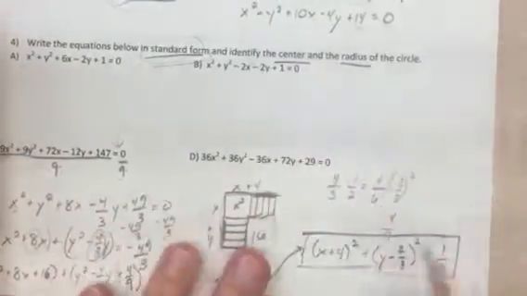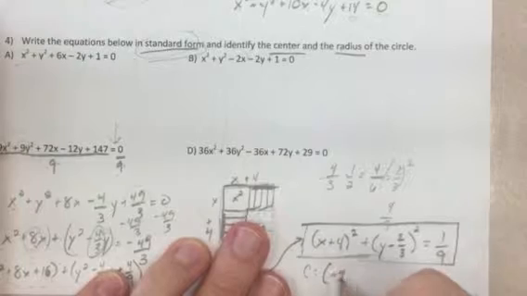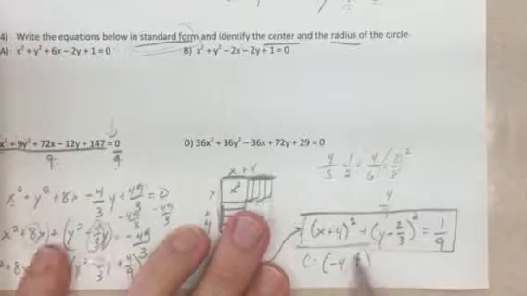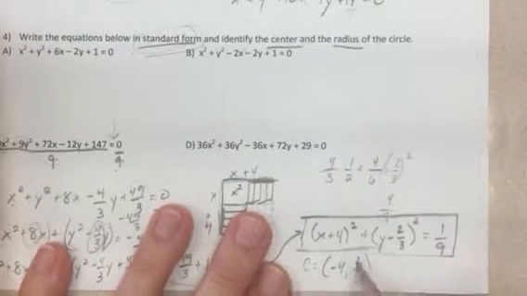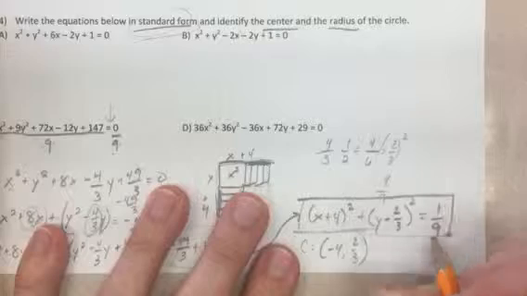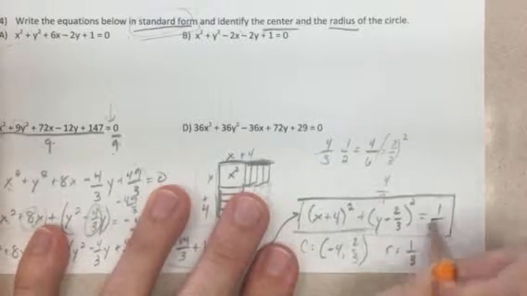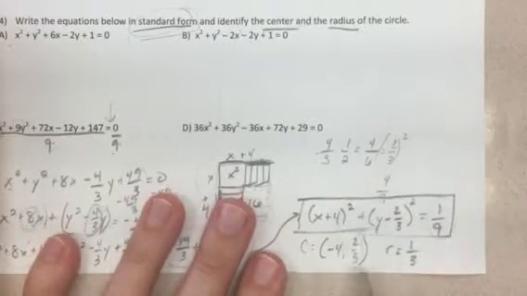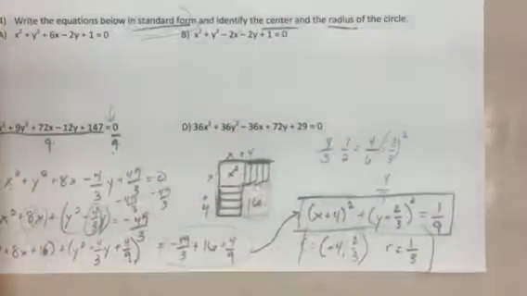Now identifying center and the radius, that's easy from here, right? Center is at -4, positive 2/3. And see how easy that's going to be to graph because I know that 2/3 is just 2/3 of the way between 0 and 1. And then the radius is just the square root of this. And the square root of that is 1/3 because the square root of 1 is 1 and the square root of 9 is 3. So the radius equals 1/3. So that's the second part, finding the center and the radius.